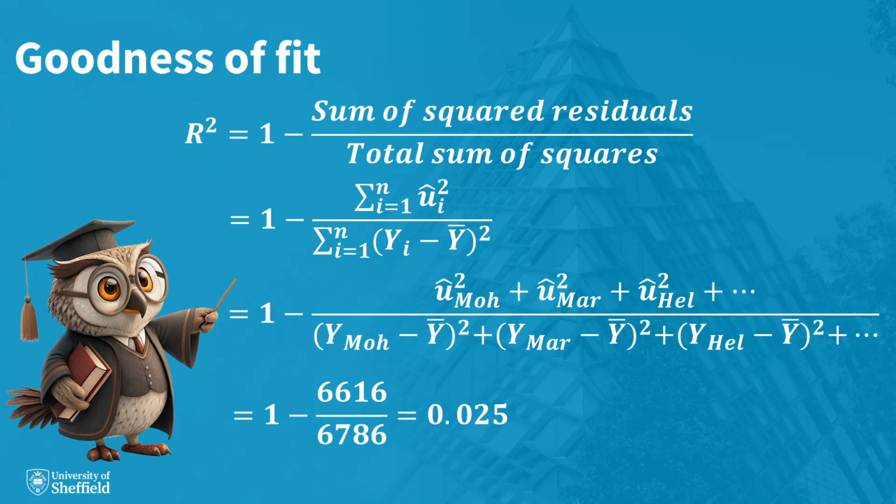Why do we call this statistic the R-squared? Because it turns out that we get the same result by squaring the correlation coefficient R, which in the last video we worked out to be 0.16.